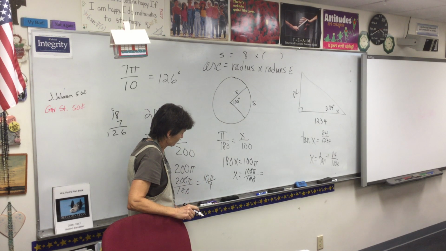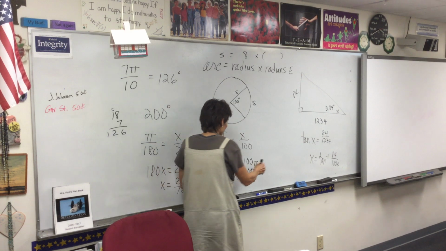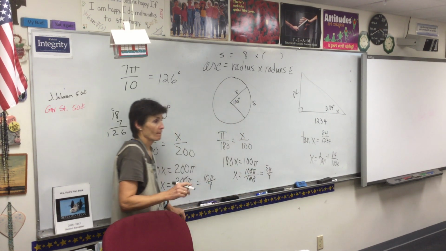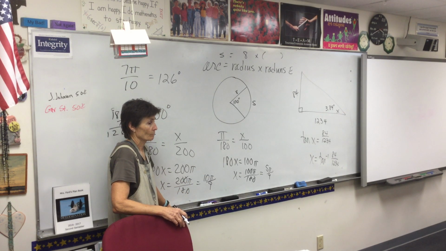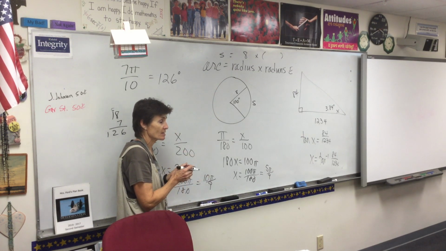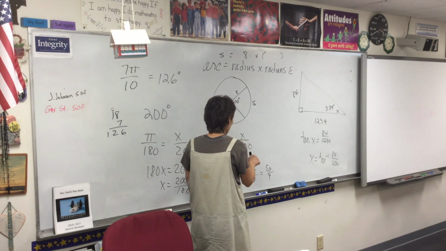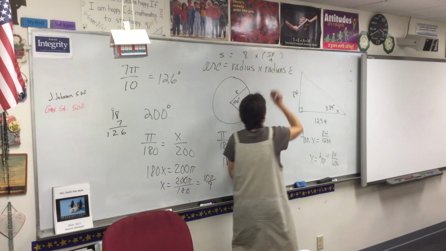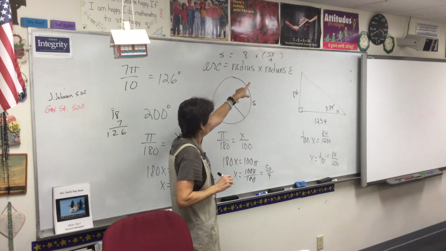What is that? 5/9 pi, 5 pi over 9. Now that's not the answer though, right? That is not what you put in the answer blank with a circle around it. That is the radian measure. That goes here. So what do we do with that 5 pi over 9?